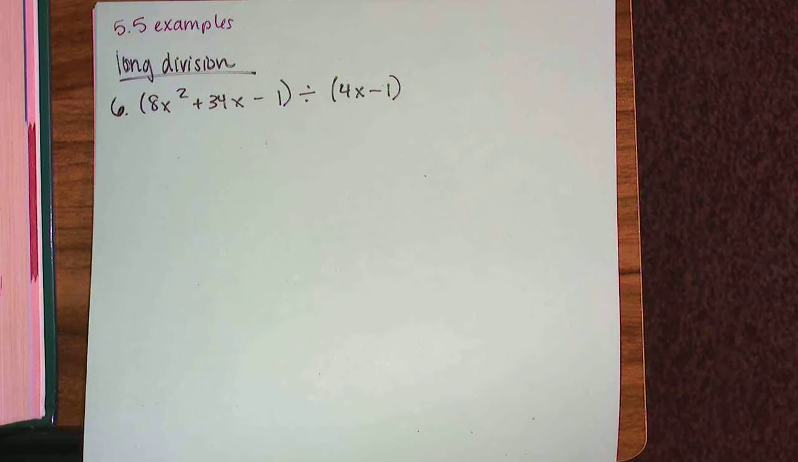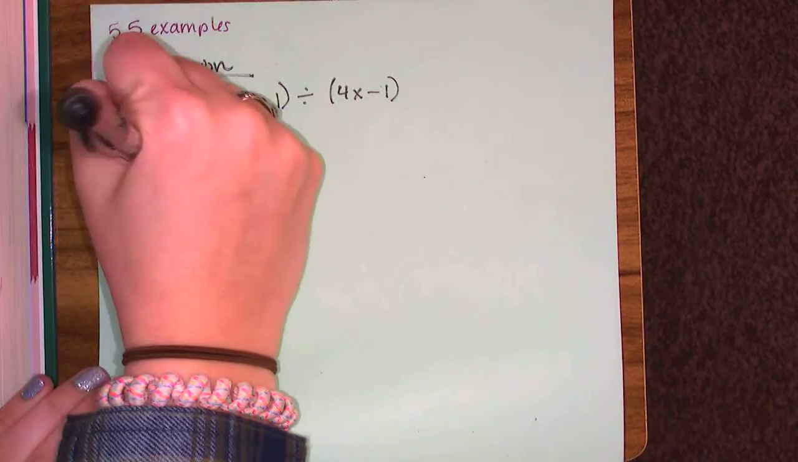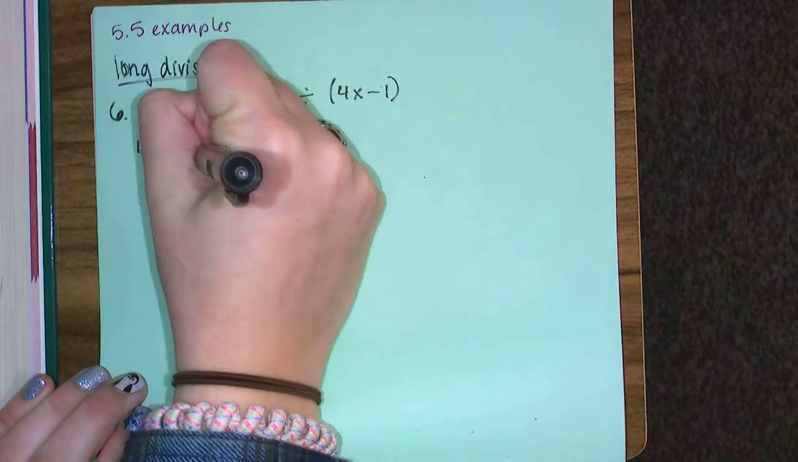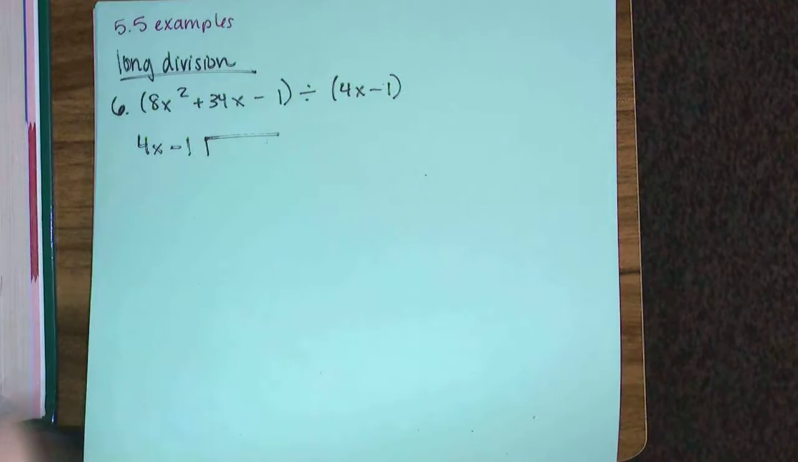Okay, so, you remember long division? You got the whole box thing going on. So we have the 4x minus 1, and make sure you have room above because you'd be able to write above it.